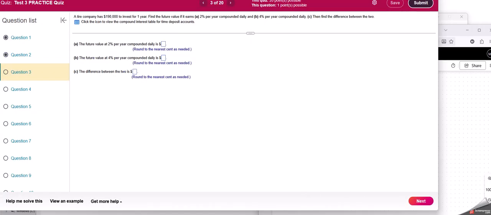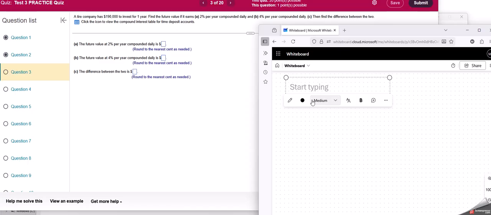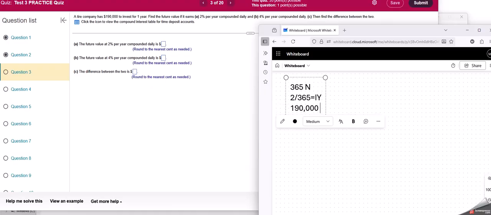A tire company has $190,000 to invest for 1 year. Find the future value if it earns 2% compounded daily or 4% compounded daily, and then find the interest between them. So again, similar deal. 365 days is what's in a year, so that's our N. For these ones, I always just put it into the calculator. So 2 divided by 365, push equals, and then push the IY button. 190,000, hit the plus or minus button, and then push the PV button. No payments yet, and then we'll compute that future value.